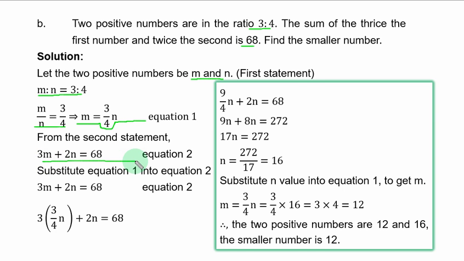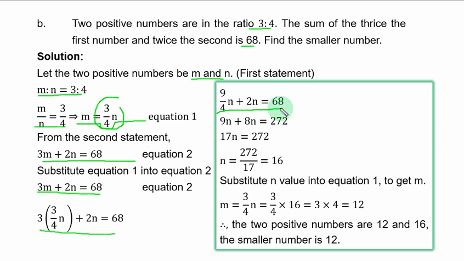To solve for m and n, you have to replace m in equation 2 by equation 1. So this is equation 2. Anywhere you see m, you replace it with equation 1, that is 3 over 4 n. You have it in this form. If you open the bracket, you have 9 over 4 n plus 2n equal to 68.